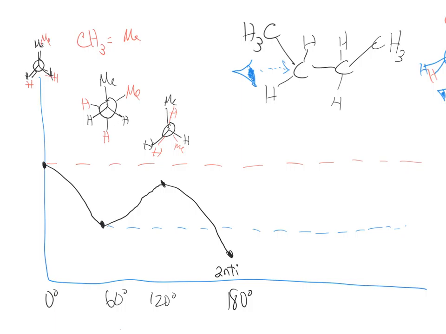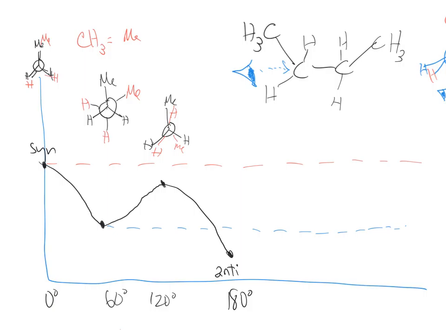Bad. This conformation, when the two large groups are perfectly eclipsed with respect to each other, is called syn. It's not spelled the same way as sin, but you can think that sin is bad. So it's syn, as in S-Y-N. So those are the two extremes.